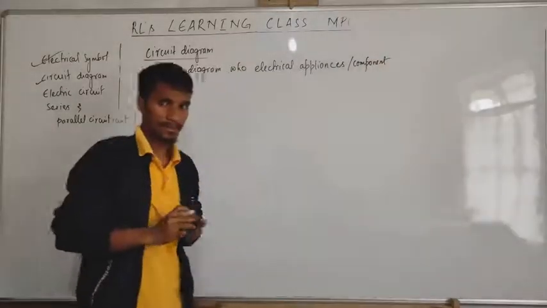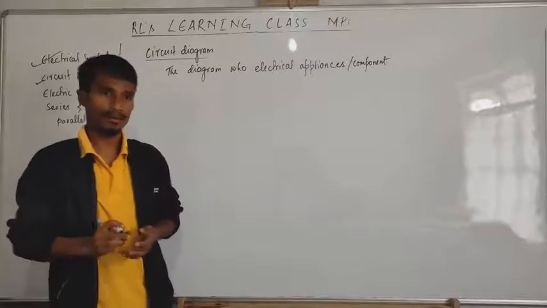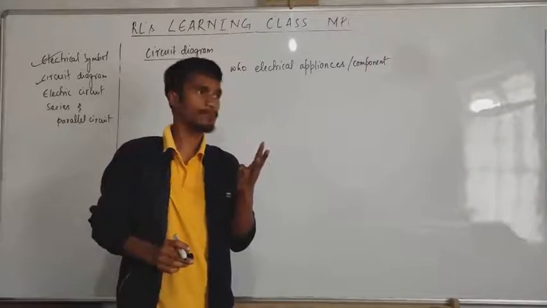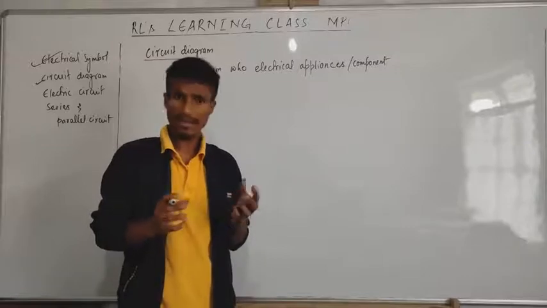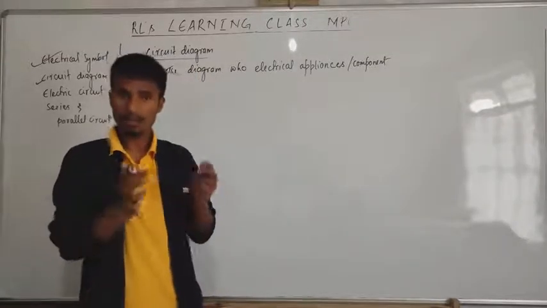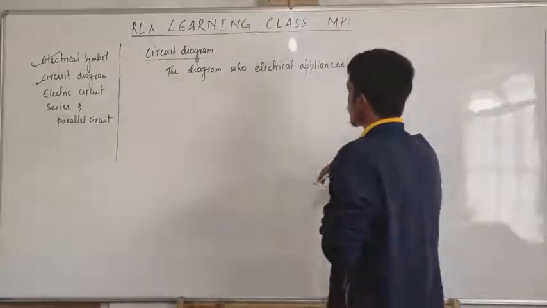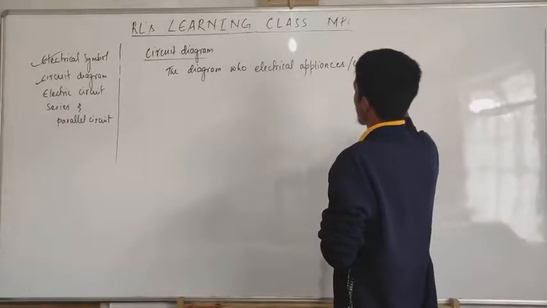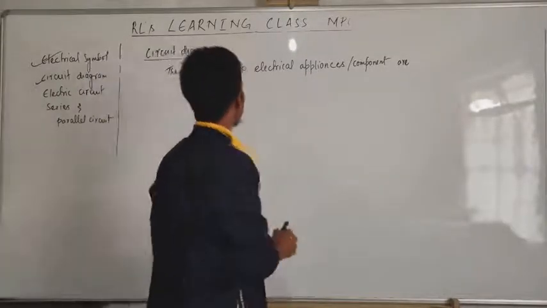What are electrical appliances or electrical components? These are the electric instruments that you use at home, like refrigerator, TV, mobiles, washing machine, heater, rice cooker. We call all of those electrical components, and they are mostly given a resistor symbol. The diagram whose electrical components are shown is the circuit diagram.